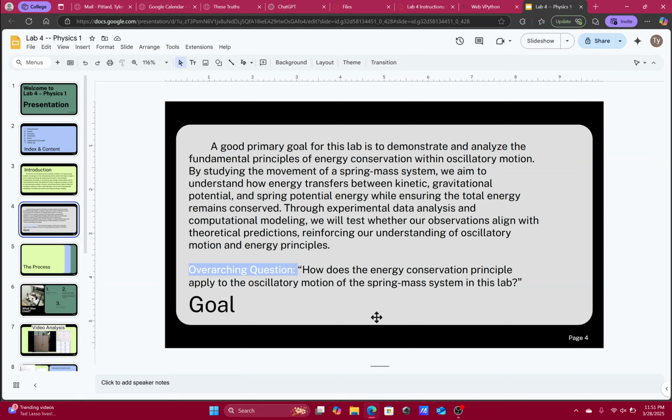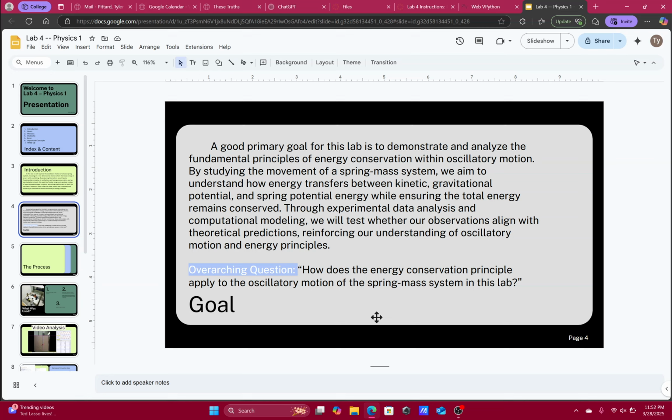Now for the goal, a good primary goal for this lab is to demonstrate and analyze the fundamental principles of energy conservation within oscillatory motion. By studying the movement of a spring mass system, we aim to understand how energy transfers between kinetic, gravitational potential, and spring potential energy while ensuring that total energy remains conserved. Through experimental data analysis and computational modeling, we will test whether our observations align with theoretical predictions, reinforcing our understanding of oscillatory motion and energy principles.